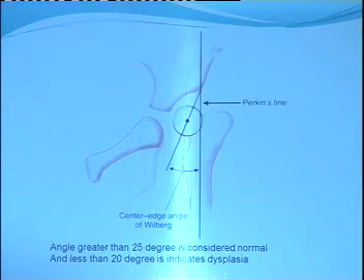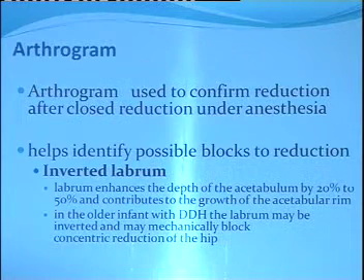This is the center edge angle. You draw a vertical line from the edge of the acetabulum, and another line from the center of the head to the edge of the acetabulum. And this angle, greater than 25 degrees, is considered normal. If it is less than 20 degrees, it is dysplastic.